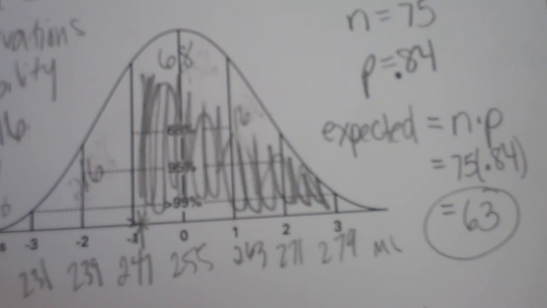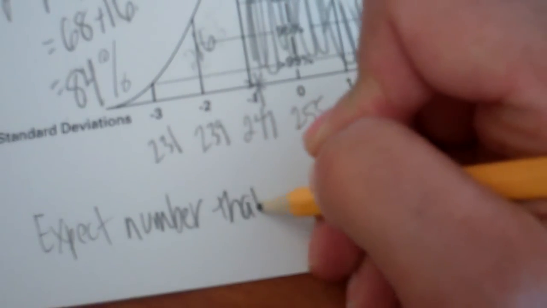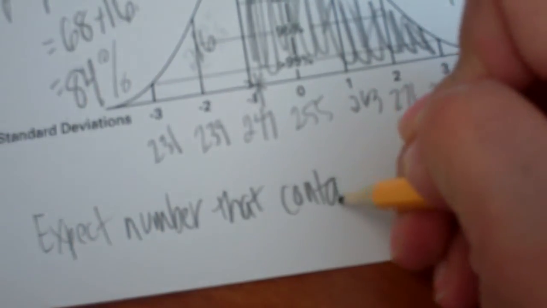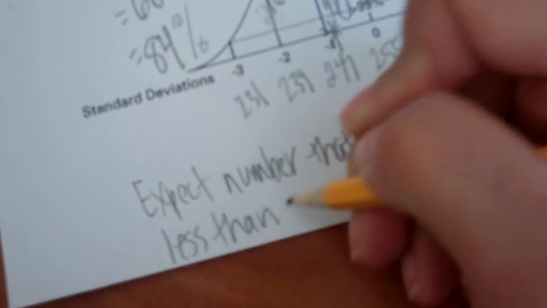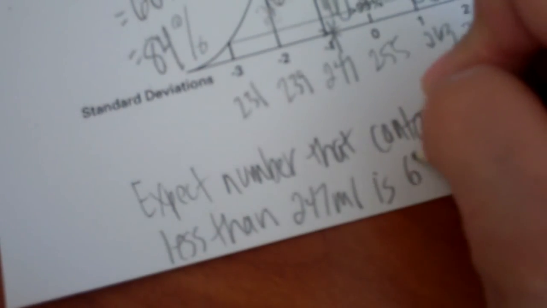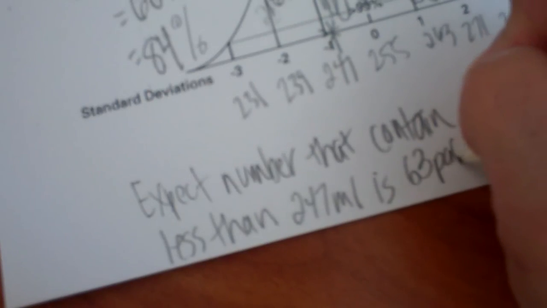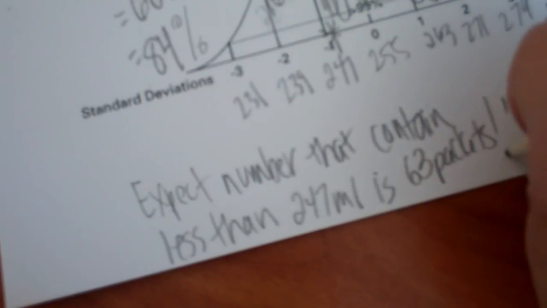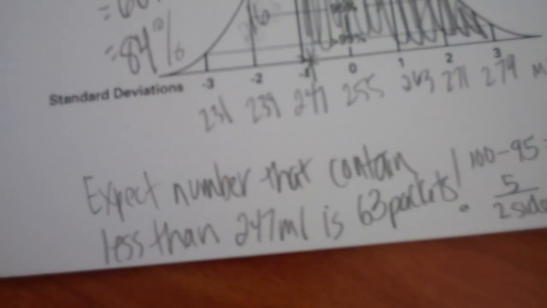So our expected number of packets that contain more than 247 milliliters is 63 packets. Okay, there we go. Thank you very much for listening.